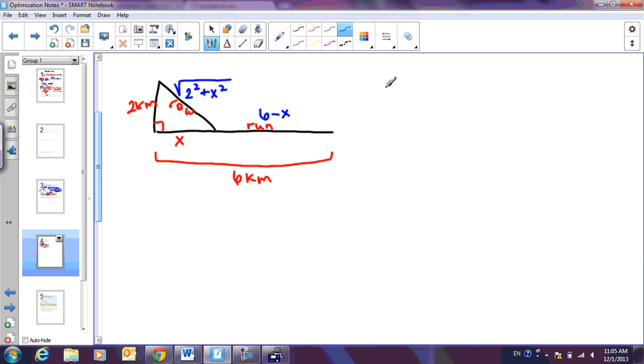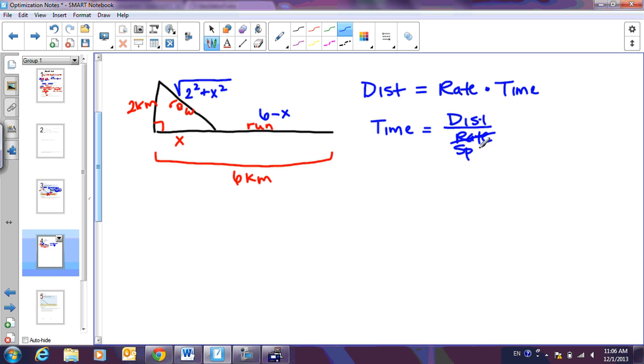All right, now let's think about how we write time. Okay, first of all, most of you know this. Distance equals rate or speed times time. All right, so what does time equal? It equals the distance divided by the rate. Remember here, rate, if you prefer, you could write speed. All right, so time equals distance divided by speed.